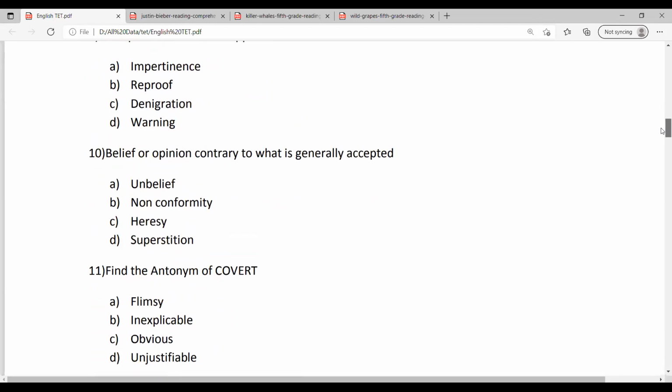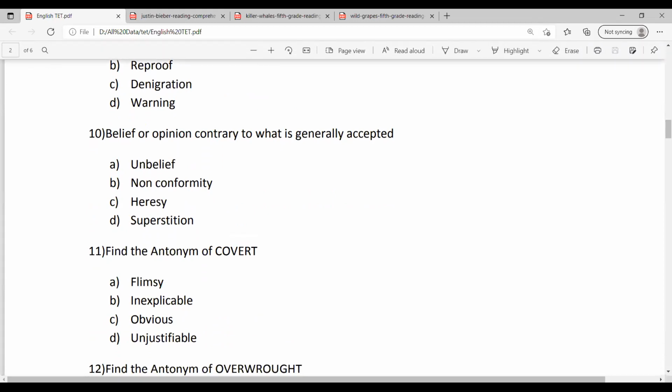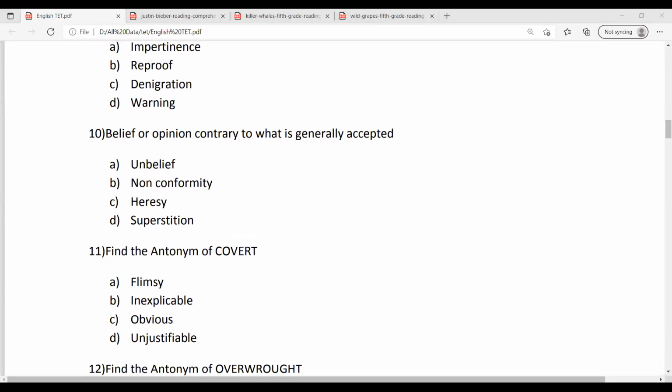An antonym of covert would actually be overt, but that word is not there. What is the difference between covert and overt? Covert means you are hiding yourself, covered. You don't want to show it, or things are not seen. That is covert.